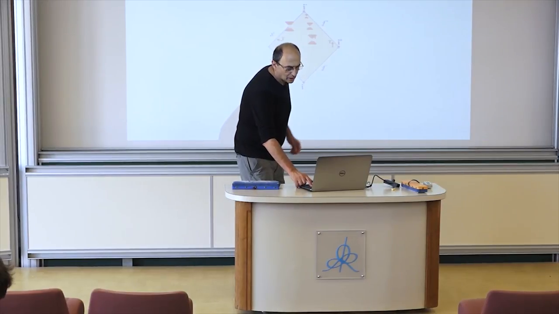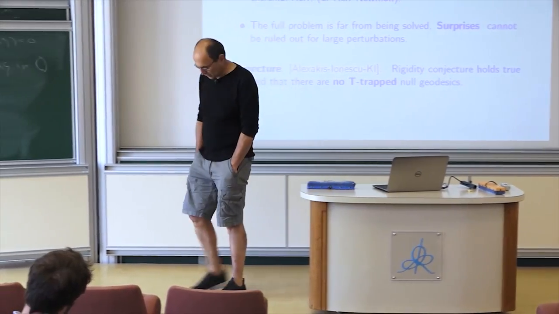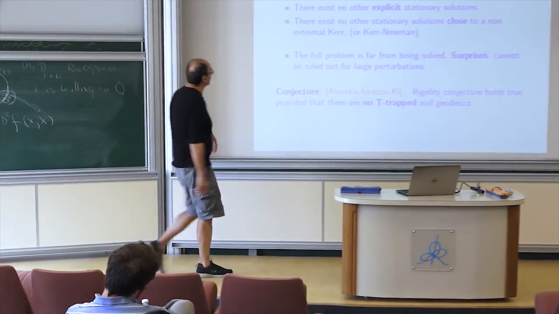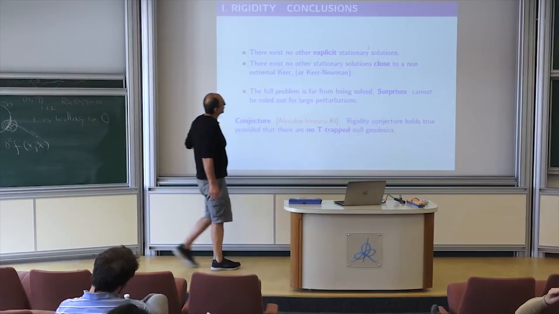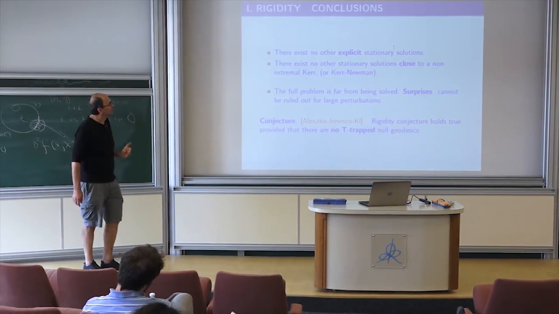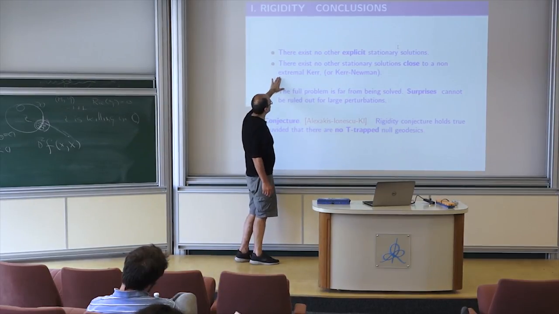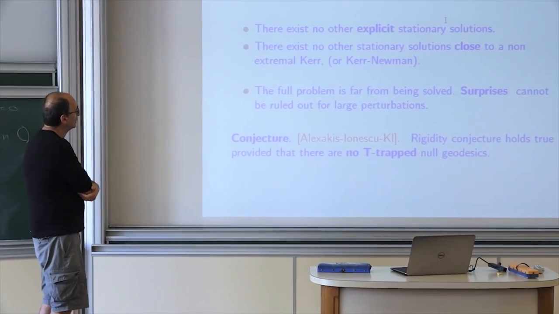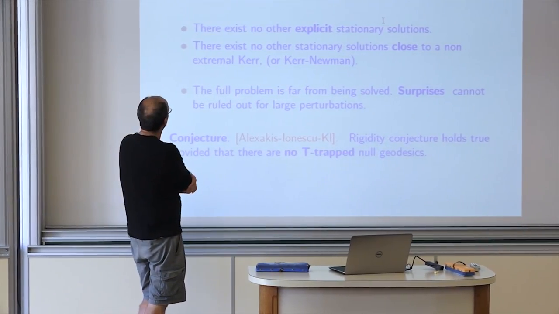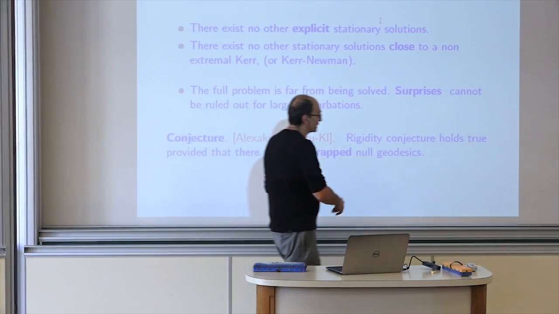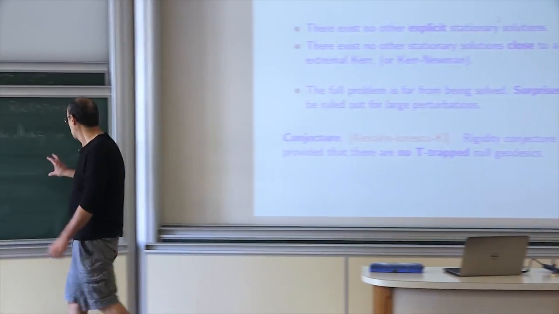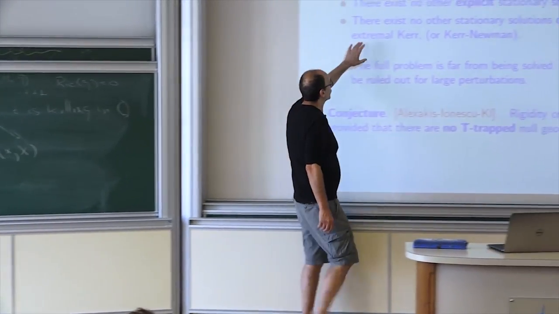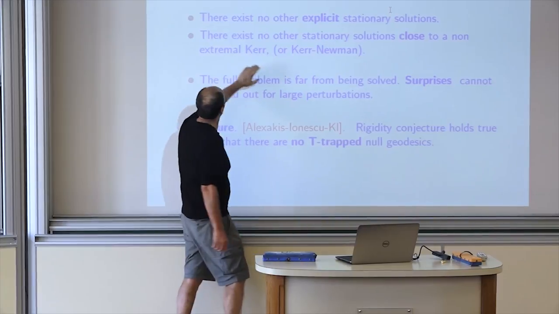Anyway, so this is the second result. So with these two results, I might give you some conclusions already. So there exists no other explicit stationary solution. So this is the result of Hawking. There exists no other stationary solutions close to an extremal Kerr or Kerr-Newman. And this is exactly the result that I mentioned, which is the result of Ionescu, Alexakis, and myself. It also can be generalized. So I said it for Kerr, but it can be generalized anyway. I will not say any words about this.